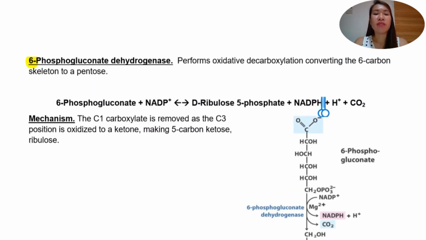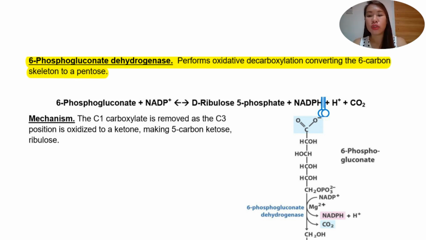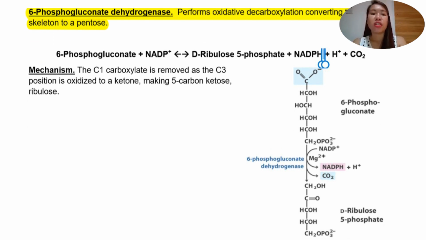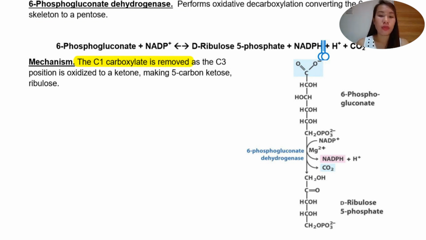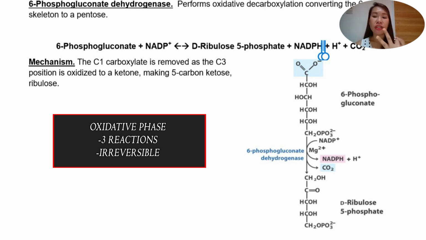So, the enzyme is 6-phosphogluconate dehydrogenase, which now performs oxidative decarboxylation, which converts the 6-carbon skeleton into a pentose. So the mechanism is the C1 carboxylate is removed as the C3 position is oxidized to a ketone, which now makes a 5-carbon ketose ribulose. So the terms are sometimes confusing, class, but what I want you to remember is that we are talking about the pentose phosphate pathway, which has 2 phases. First, the oxidative phase followed by the non-oxidative phase. In summary, the oxidative phase has 3 reactions. And the first reaction is the one that is the rate limiting step. But nevertheless, all 3 reactions are irreversible.